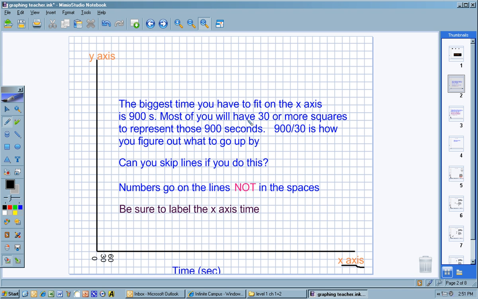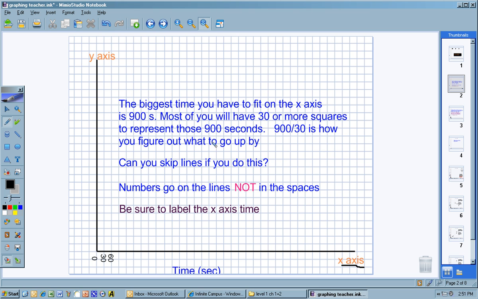Because in this lab you have 900 seconds or so to actually do the lab. You have 15 minutes to get the actual measuring of the time done. So that means that you're going to have to get the data on this graph. Well, there's not 900 boxes here, so you're going to have to go up by a particular amount of numbers. In this case, I recommend going up by 30s.